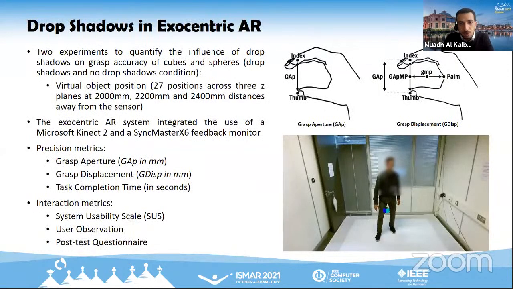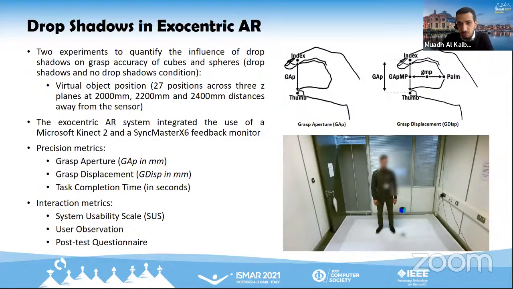So just a quick overview of the study design. For this specific study, we had 2 experiments with 30 users to quantify the accuracy of grasping in 2 conditions, with drop shadows and without drop shadows. The users were presented with 27 different objects across 3 Z planes. This essentially means that each 9 positions were at a different distance, 3 different distances away from the user, to measure that accuracy along the Z-axis.